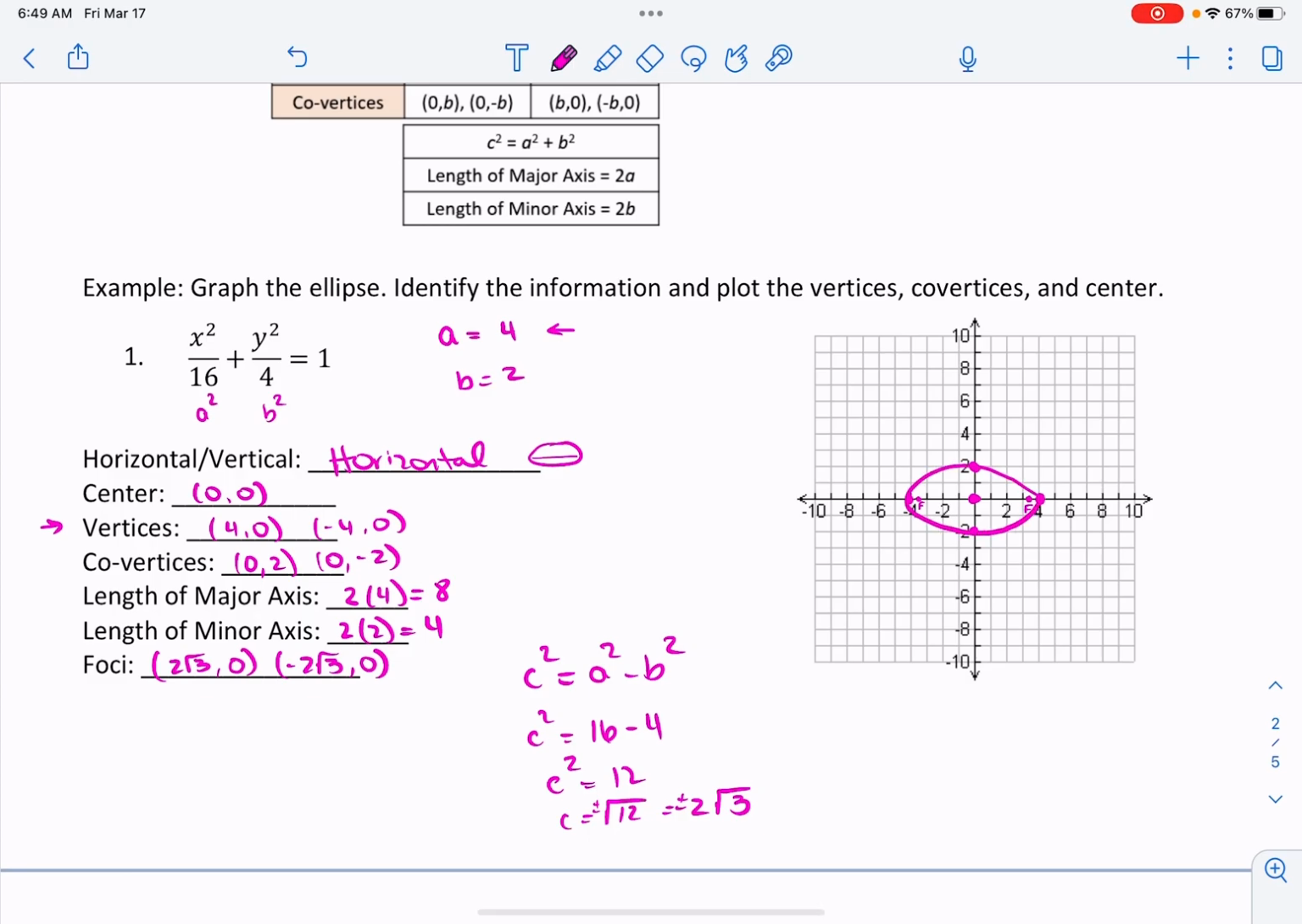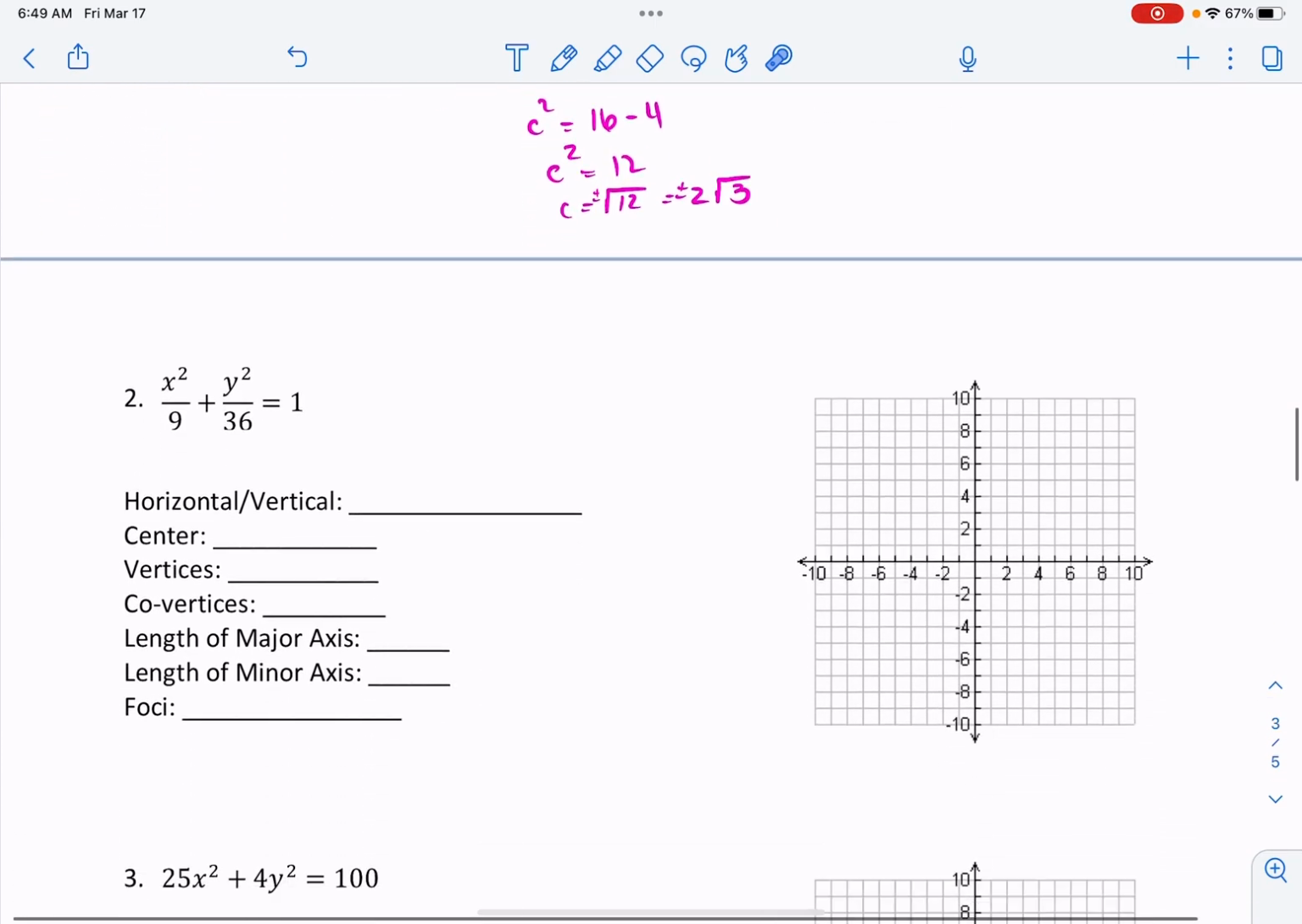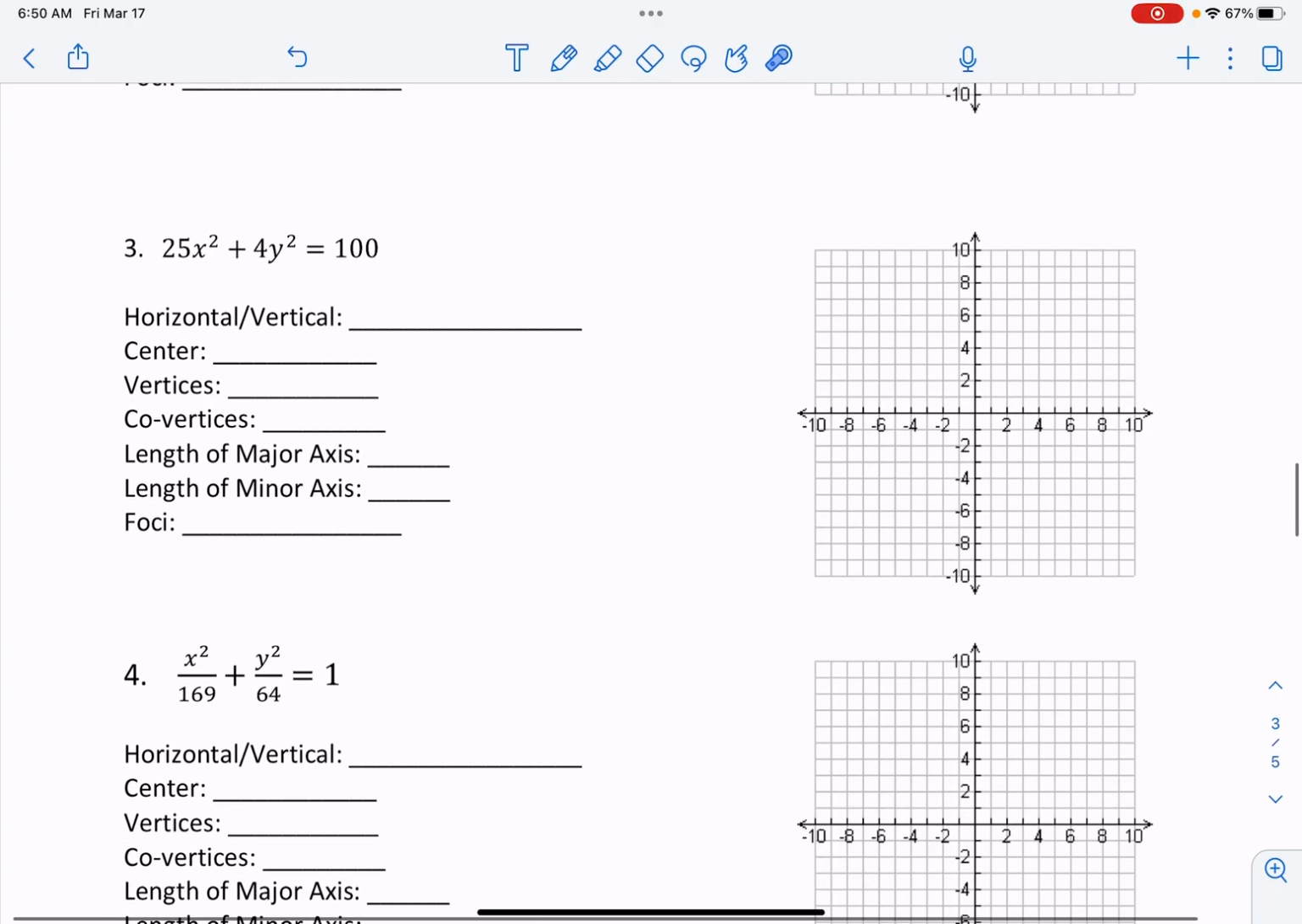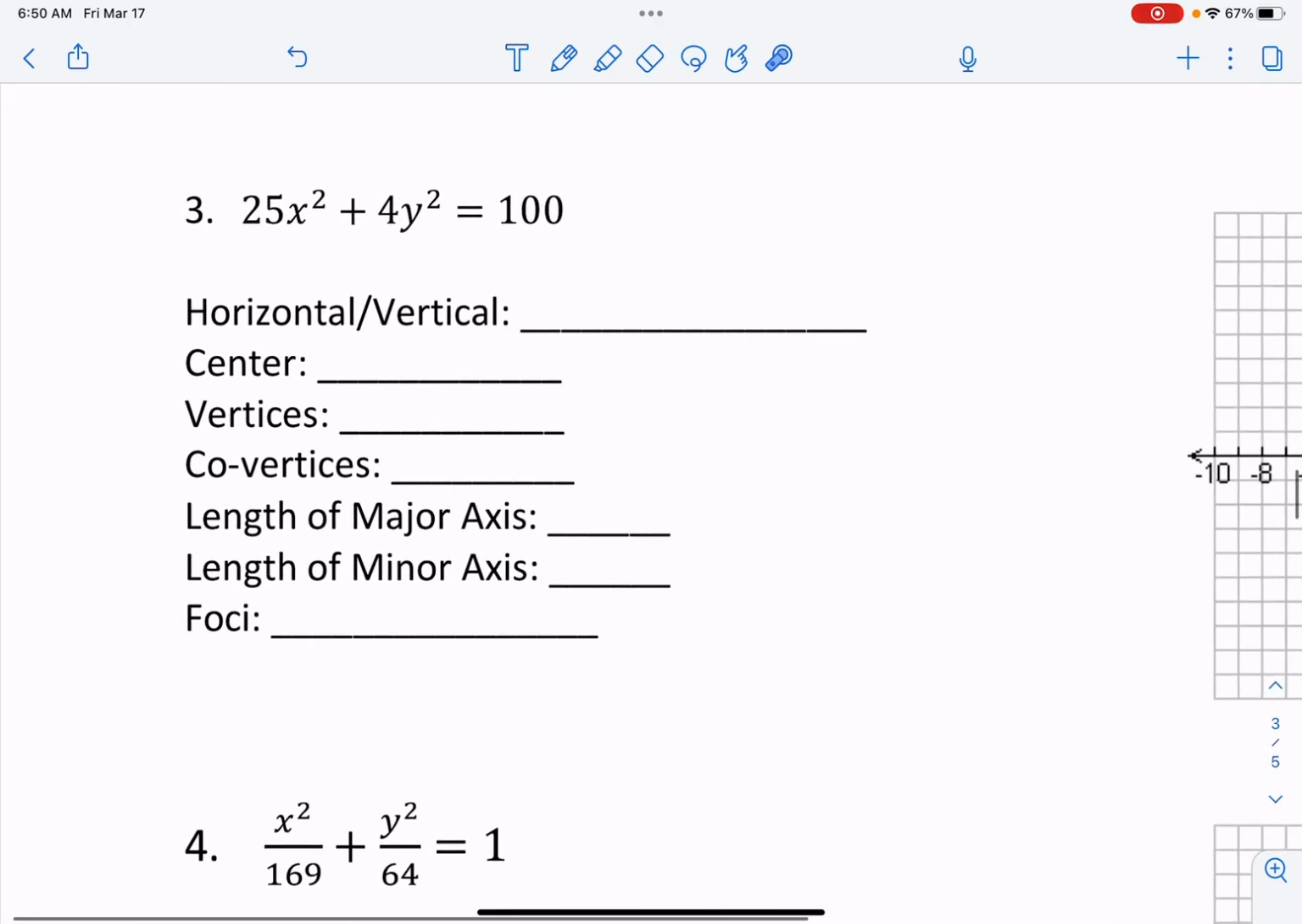But you do need to make sure that you notate all the vertices, the co-vertices, and our foci. And notice that the length of the major axis, which is horizontal, because that's what we stated, from -4 to 4 is 8 units. And then the minor axis from 2 to -2 is 4 units. So good job. Now let's do one over here where it's not in standard form.